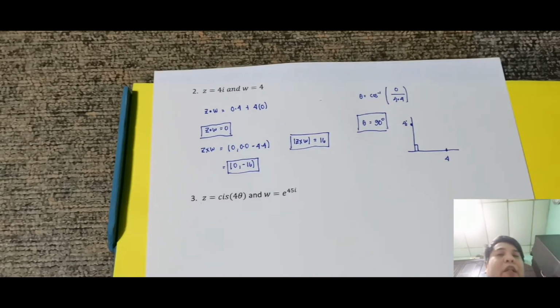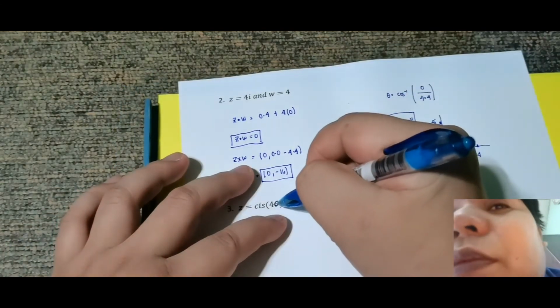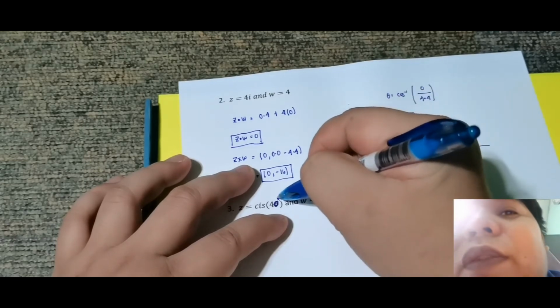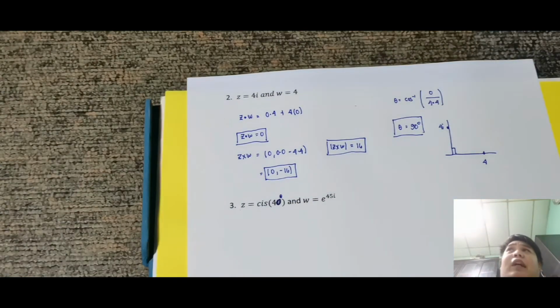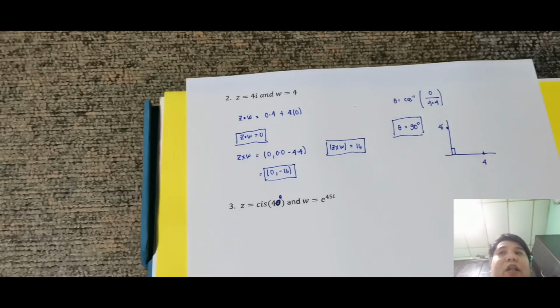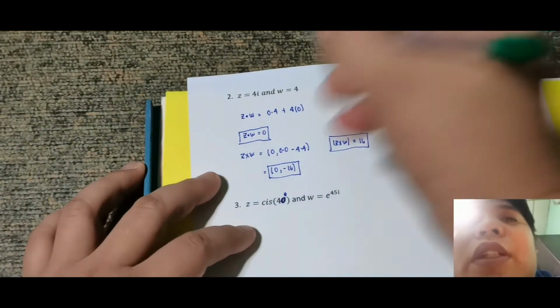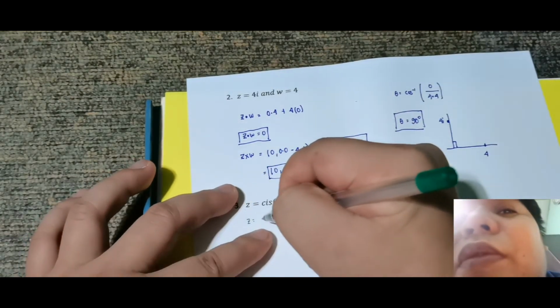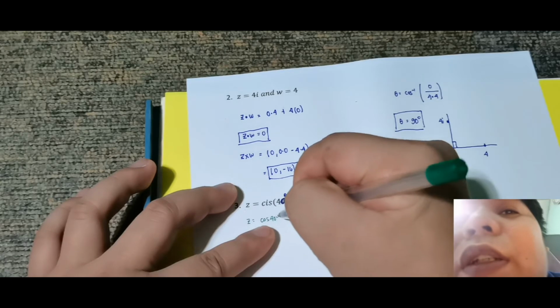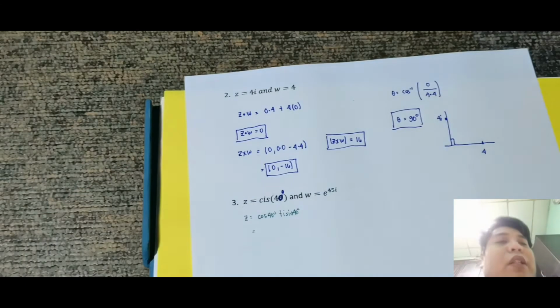Okay, so number 3, let z is equal to cis 40 degrees. Sorry, 40 degrees yan. Then W is equal to e raised to 45i. So kung napansin mo, naka trigonometric form saka naka exponential form. So ang gawin mo, syempre hanapin muna yung value ng x and y. So si z, ano si z? Z is equal to cosine 40 degrees plus i sine 40 degrees. So, which is equivalent sa 2 decimal na hanapin natin.